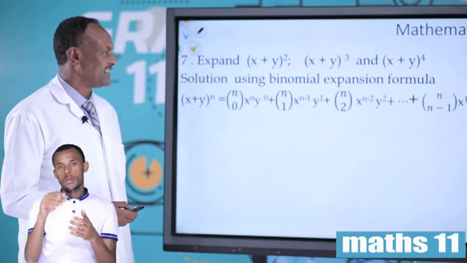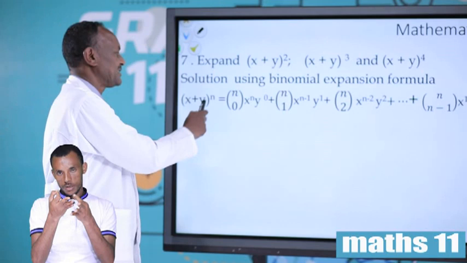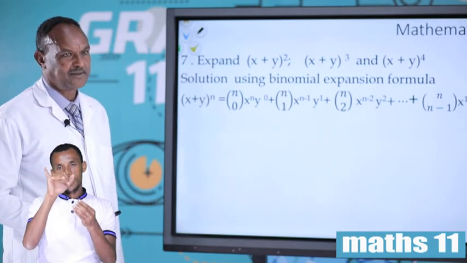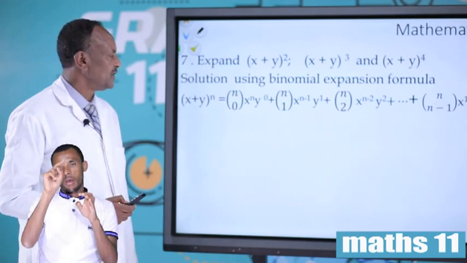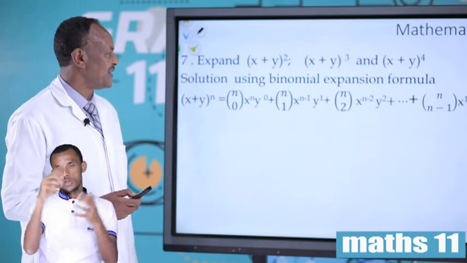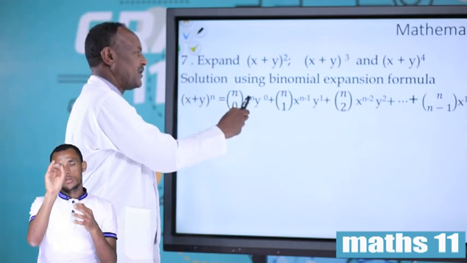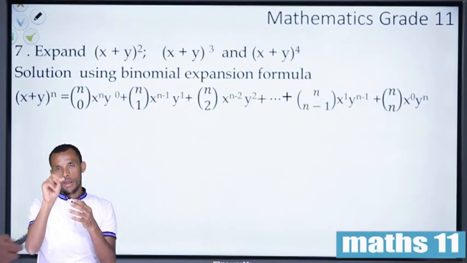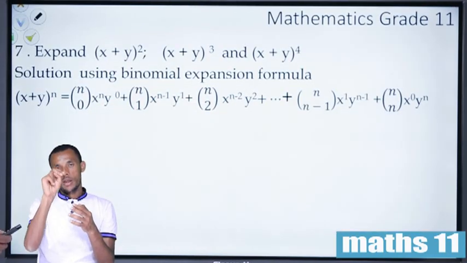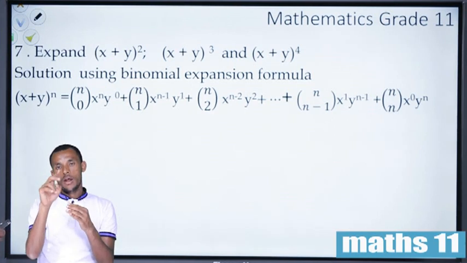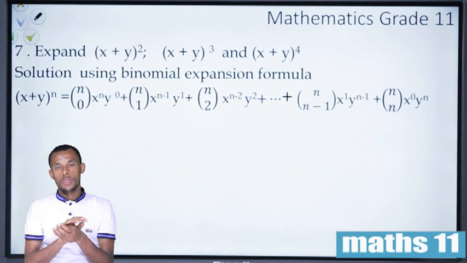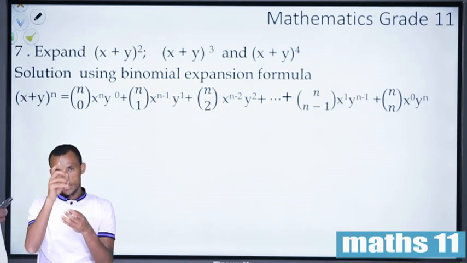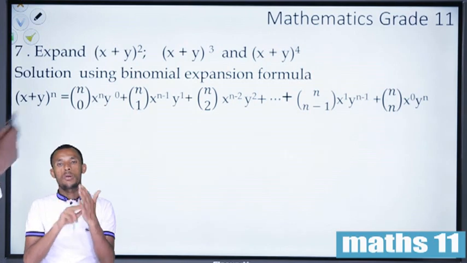The binomial expansion theorem says x plus y to the power of n can be evaluated as n above 0, which means the combination of n comma 0, x to the power of n, y to the power of 0, plus n above 1, x to the power of n minus 1 times y to the power of 1, plus and so on. You will have the last term to be n above n, x to the power of 0, y to the power of n. What does it mean? What do you understand from this formula?